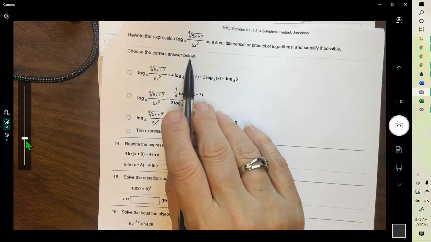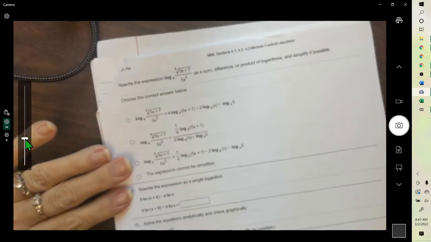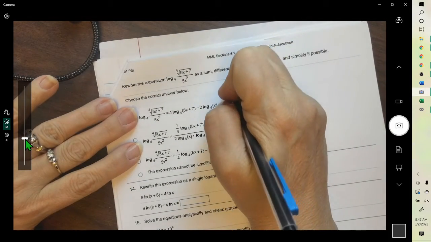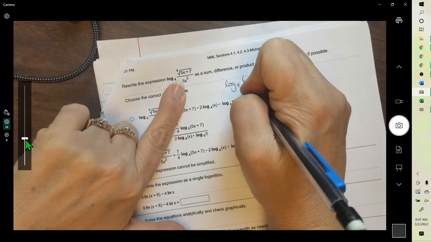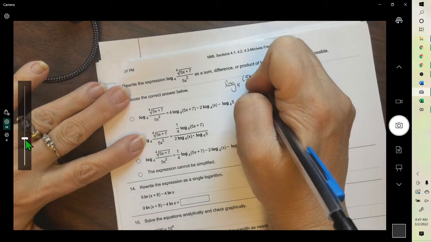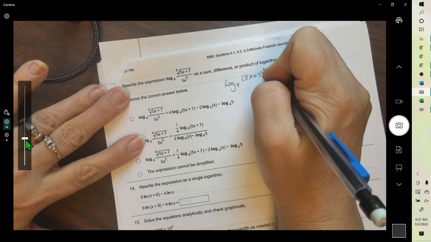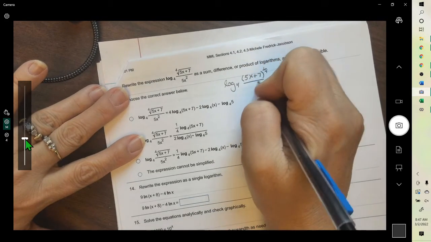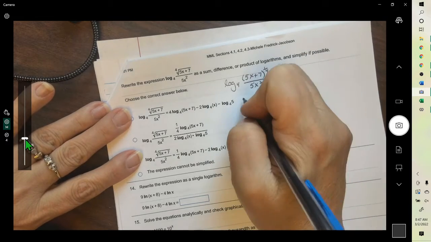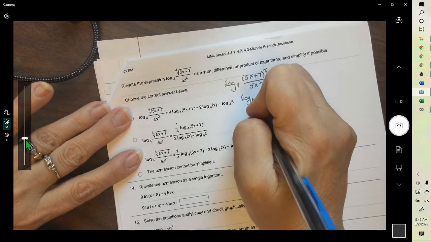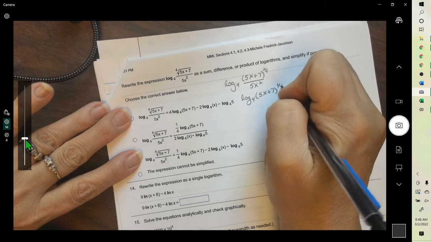Breaking them up, the first thing you want to do is rewrite the radical. So 5x plus 7. Remember, a radical is a fractional exponent, so that would be 1/4. Then you can break them up. So we have the log base 4, 5x plus 7 to the 1/4.